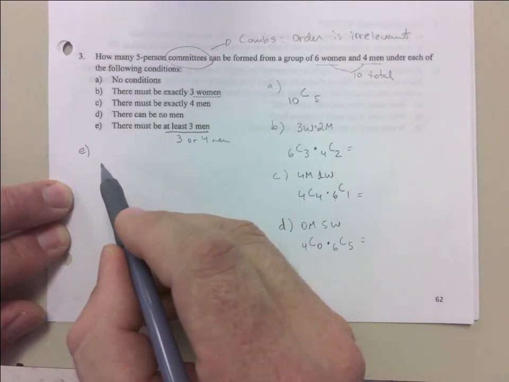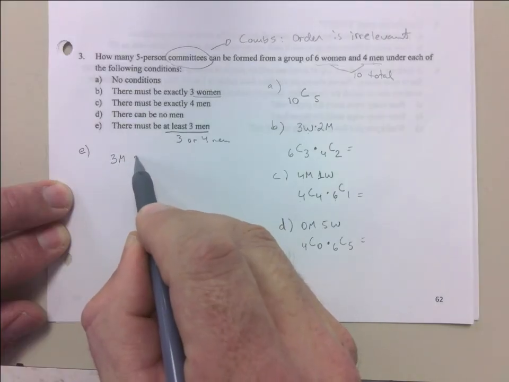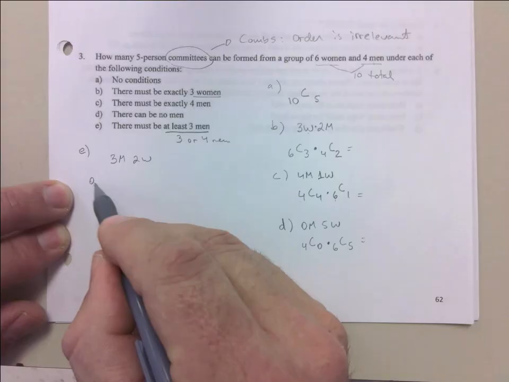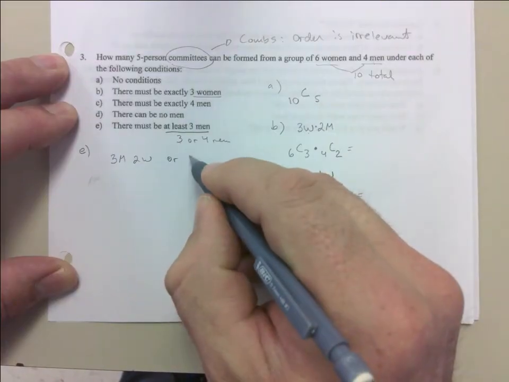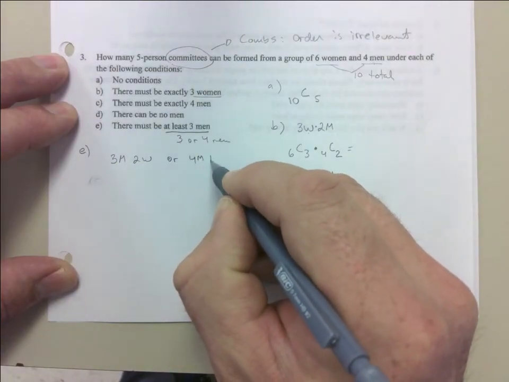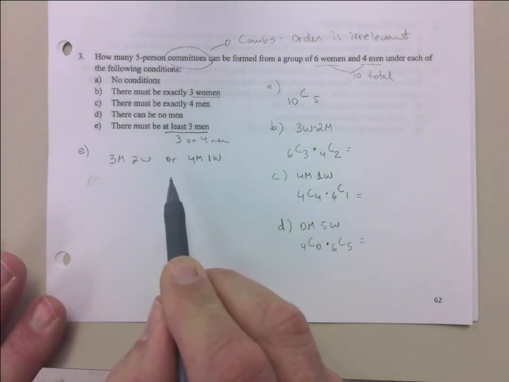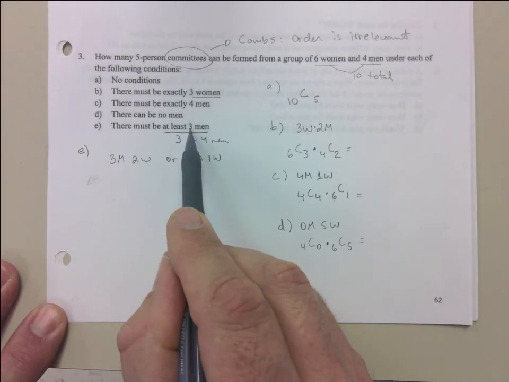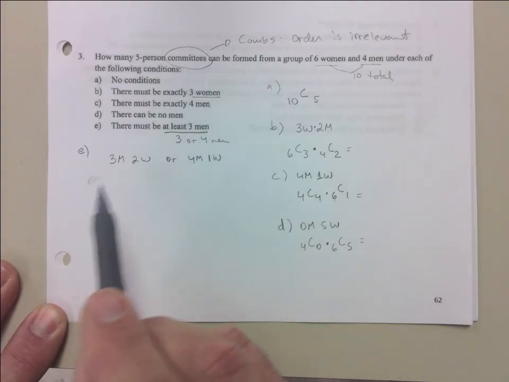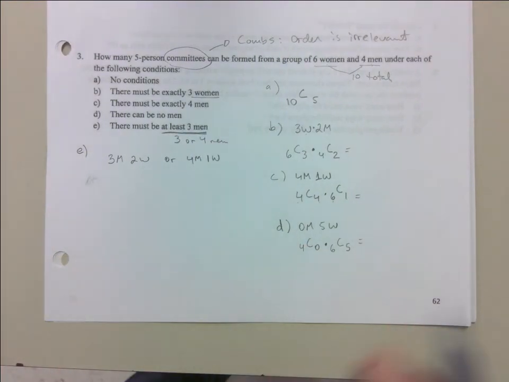So maybe I'll just go this way. Option 1 is 3 men, 2 women. Or, no, maybe I'll do it this way. Hold on. Or 4 men, and therefore I need 1 woman in that group. So if you did these 2 cases and you added them up, you would have at least 3 men. You would consider all of those cases. So when it's at least, it usually gives it another twist. You really have to think it through.